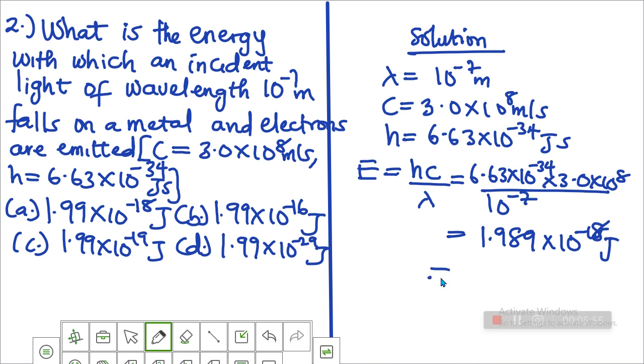Minus 18 joule. So that will be what? Approximately 1.99 times 10 raised to power minus 18. So automatically looking at this, our answer is what? Option A. So I hope you understand. So that's how to do questions like this. So let's go to the next question.